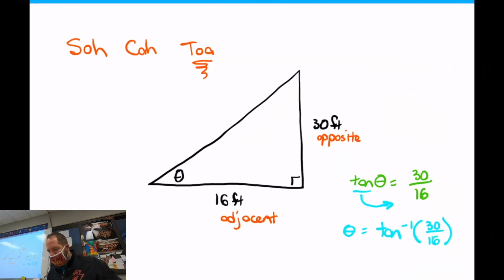So my answer turned out to be 61.93 degrees. That's my angle. Does that make sense how you do the little inverse button? Okay. This could be for any trig function. I just want to pick a normal one. I consider this a normal problem. You just find the numbers.